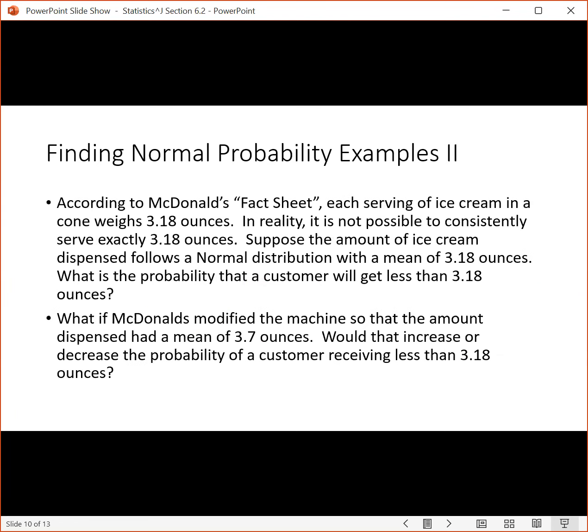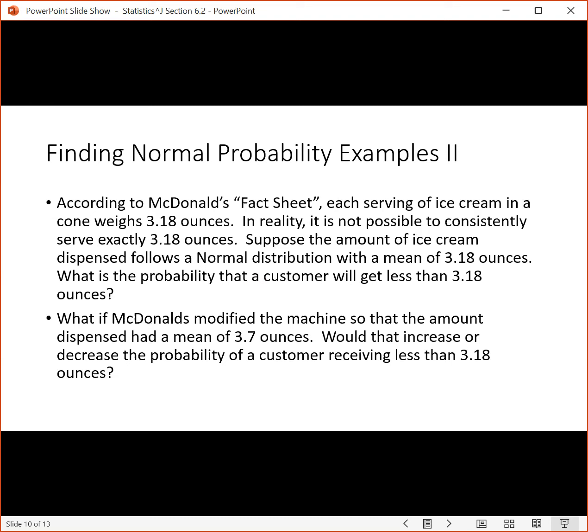Let's look at another example here. According to McDonald's fact sheet, each serving of ice cream in a cone is supposed to weigh 3.18 ounces. In reality, it's not possible to consistently serve exactly 3.18 ounces. So suppose that the amount of ice cream dispensed follows a normal distribution where the mean is 3.18 ounces. What is the probability that a customer will get less than 3.18 ounces when they order an ice cream cone?